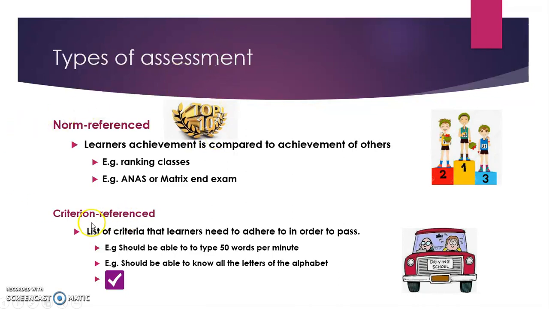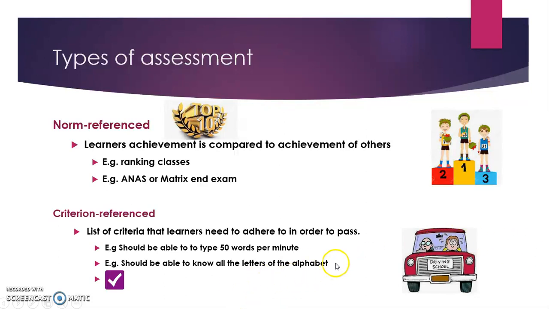Okay, so when we look at criterion reference, I always see it like a checklist. So it's a number of things that you have to do. For instance, if you are doing a typing subject or you are a typist, you should be able to type 50 words per minute. If you type 40 words per minute, you did not reach the criteria. If you type faster, then you are overachieving. Well, that's not necessarily a bad thing, but then you are doing better than you should.